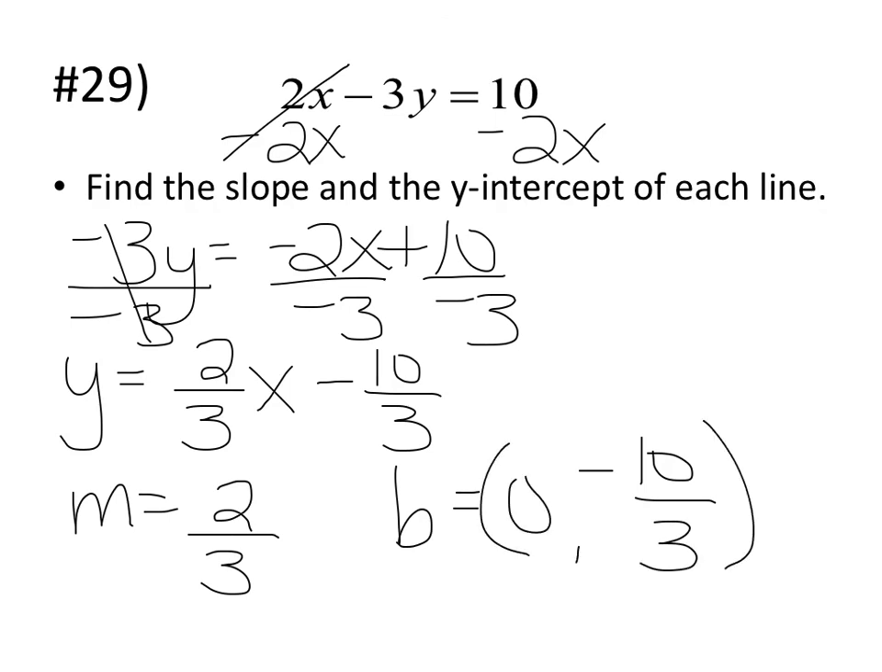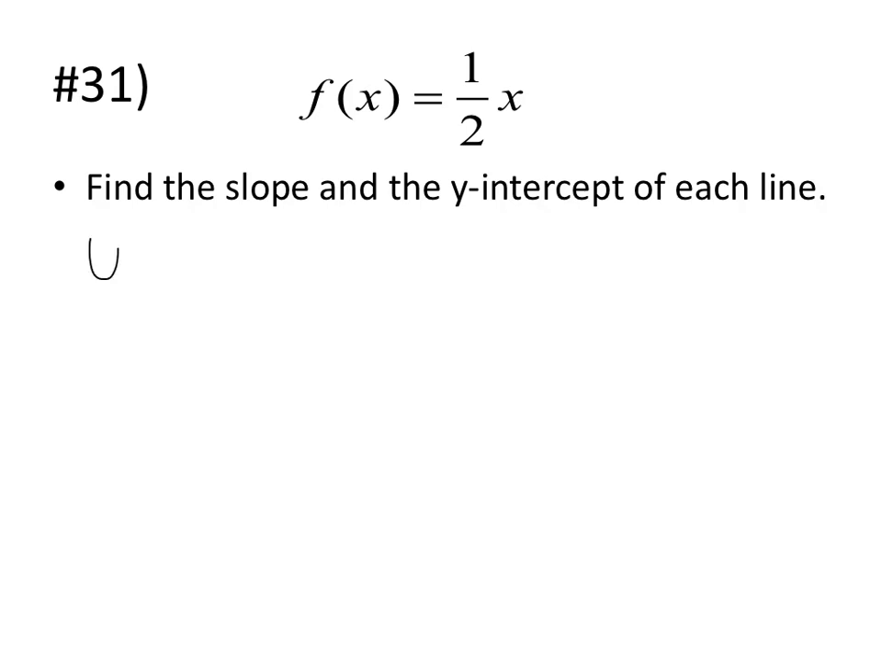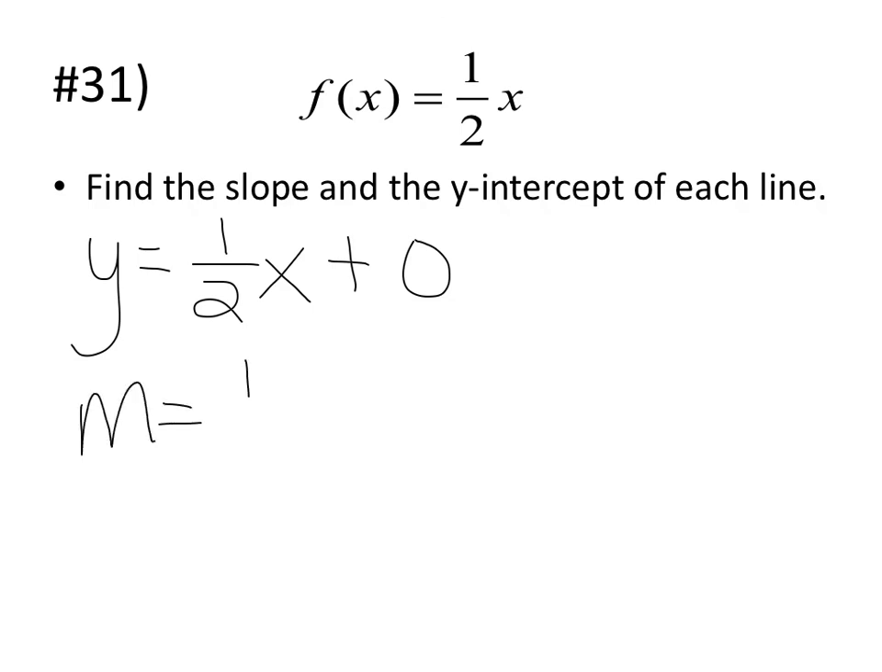And then here we're going to make this y equals 1/2 x, and we're going to put plus 0 to make our y-intercept obvious. Our slope is 1/2, and our y-intercept, our b is 0, but put that 0 in front of it to make it our y-intercept.